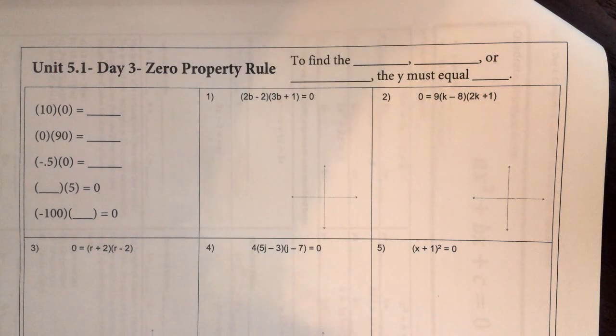Alright, so today is 5.1 day 3. We are learning the zero property rule. The zero property rule is just telling you that something times 0 always equals 0.